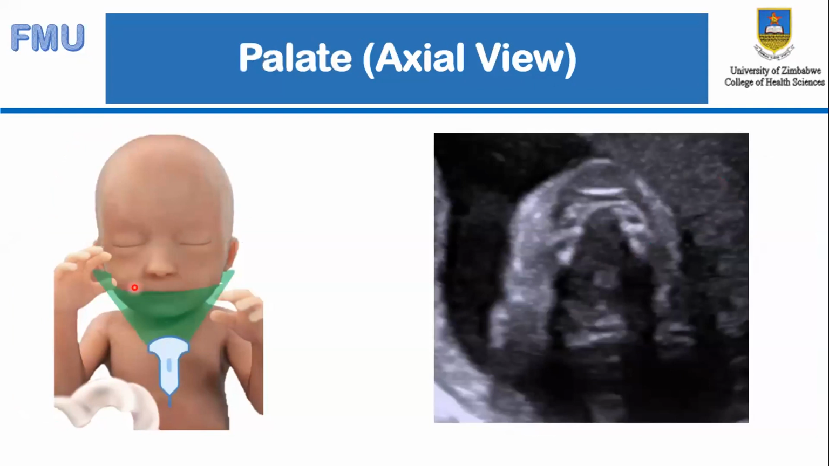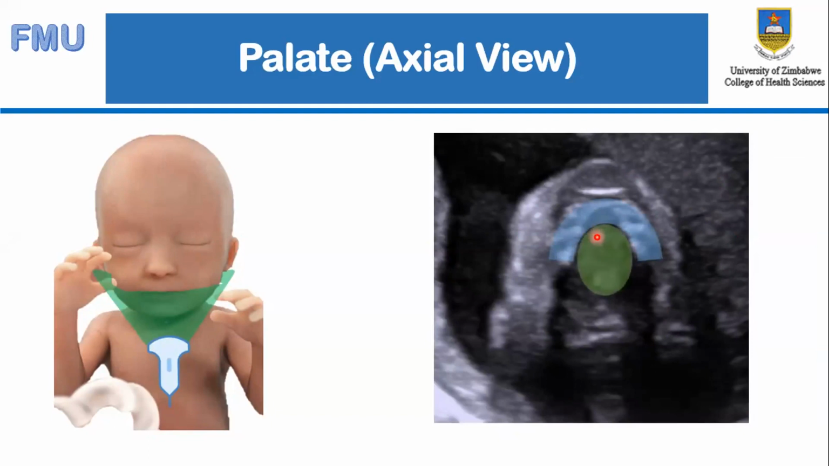We are also able to assess the palate, because just distal to the orbit, you just slide your probe distally from the orbit, still in axial plane, in order for you to see the palate. So these are the tooth buds, and that's the palate. This is the region where we rule out cleft lip.